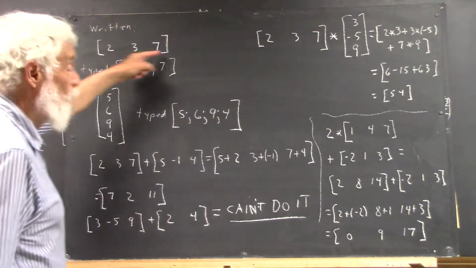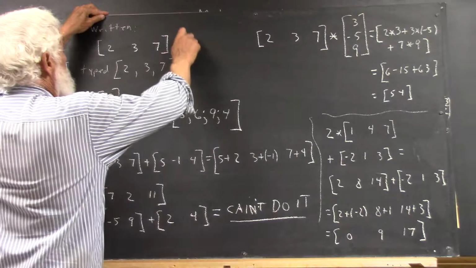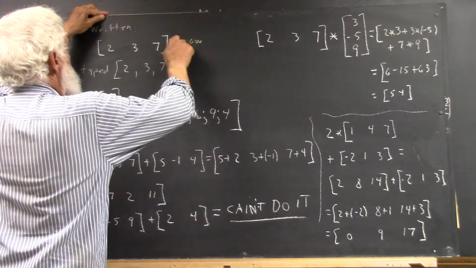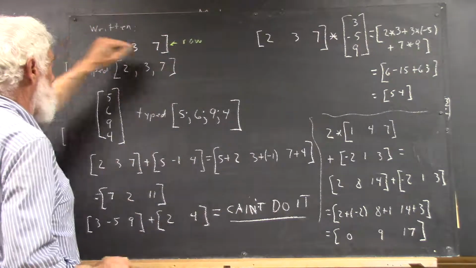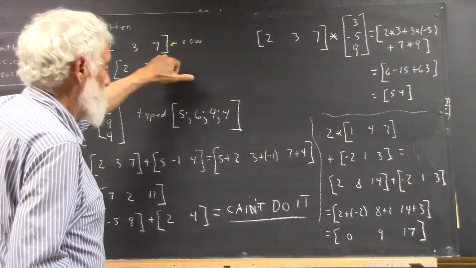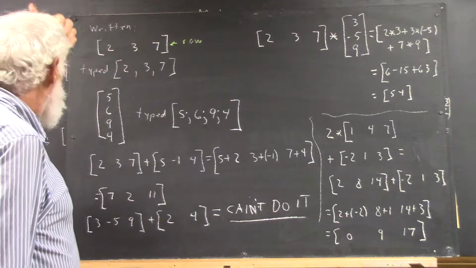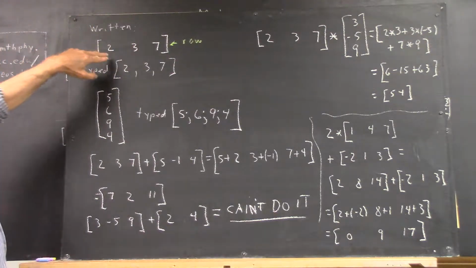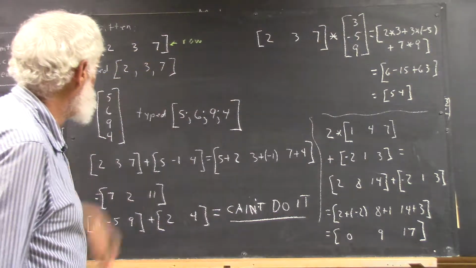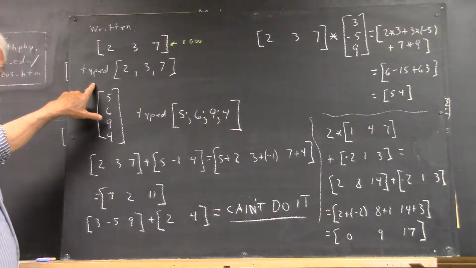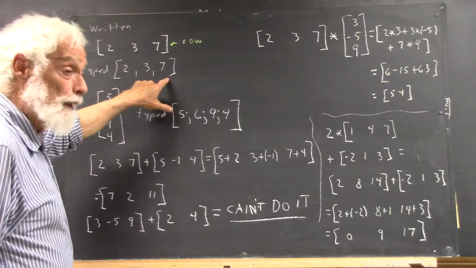Here we have a row. This is a row. Got a bracket here, 2, 3, 7 here. Sometimes, well, never mind that. Okay, it's written this way. That's a row. If we type it, we separate the numbers by commas.